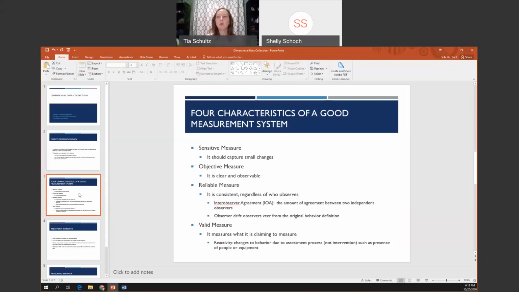And then finally, we want to make sure we have a valid measure. And so that means that we're measuring what we claim to be measuring. And this gets to reactivity, which I talked about earlier as well, that it's possible to see some changes in the student or client's behavior just based on our presence or the presence of our materials. So we might distract them, and then their behavior might look different than it typically does.